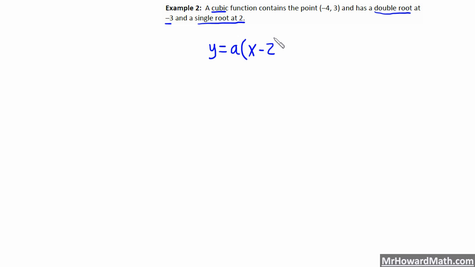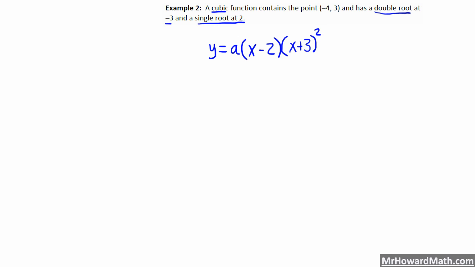It's a single root, so this gets an implied power of 1. I'm not going to write that there. I'm just showing you it is a single root, meaning that it has a power of 1 here. And we have a double root at -3, so that means, remember, it's opposite of the sign, so x plus 3. And because it's a double root, we have a squared here.